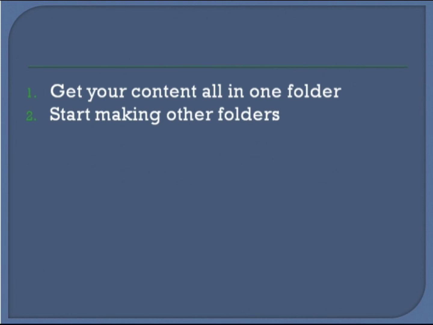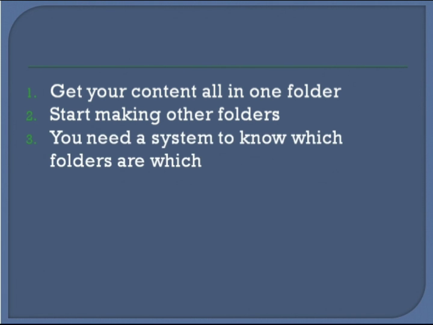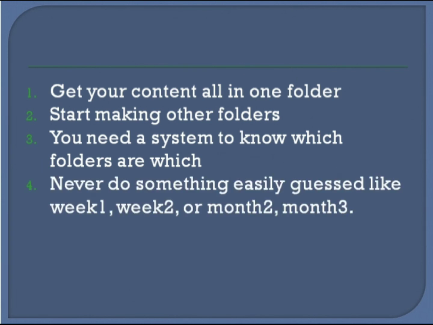And then you're going to start making other folders. You're going to need to have some sort of system to know which folders are which. So what I recommend is you figure out your delivery plan. So once you figure out your delivery plan, then you can do week 1, week 2, week 3, and so forth. In month 1, month 2, month 3, and so forth. But you never want to do something that is easily guessed, like week 1, week 2. You always want to add some sort of numbers after it or before it. But you still want to keep it where you know exactly what week 1 and 2 and so forth.